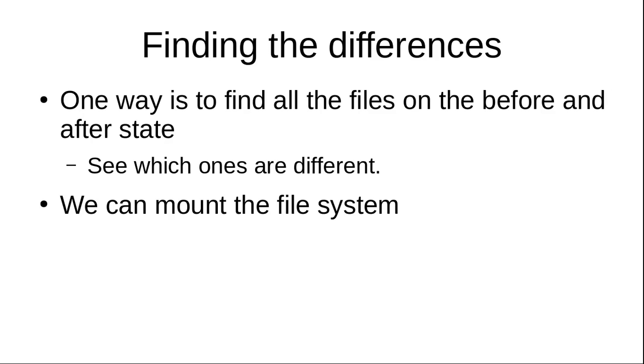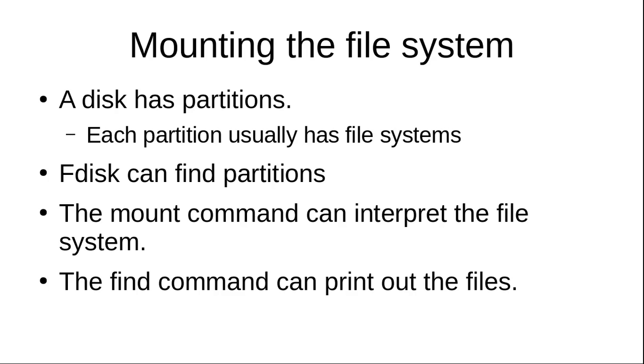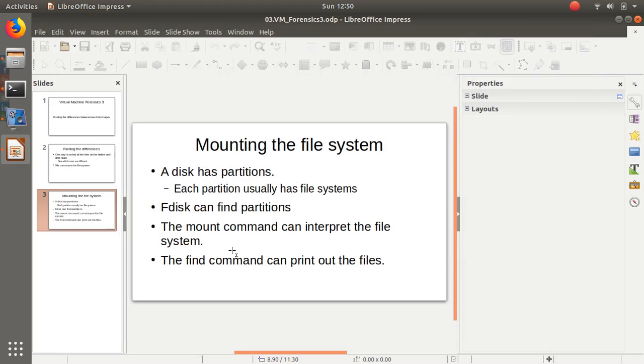We can mount the file system and extract the files. So how are we going to do that? Well, first of all, you have to know that a disk has partitions, and each partition usually has its own file system. fdisk is a program that can find the partitions. And once we know where the partitions are, we can then interpret the file system using the mount command, and then we can print out all the files in the file system using the find command. So that's what we're going to do. It's a fairly simple process.